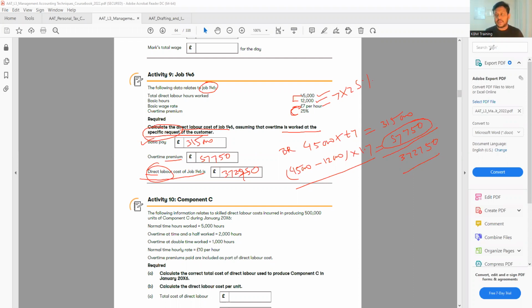All right, let's move to the next one then. The next one we have is activity 10. Let's try that.